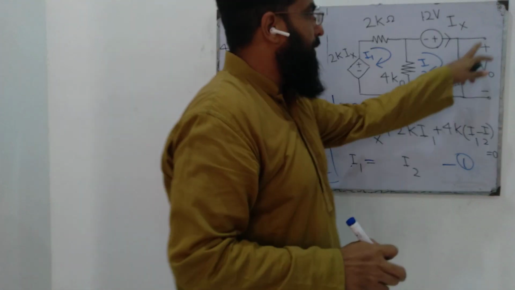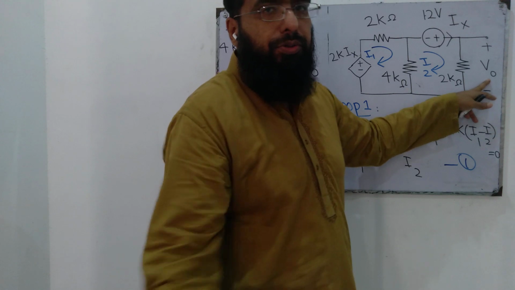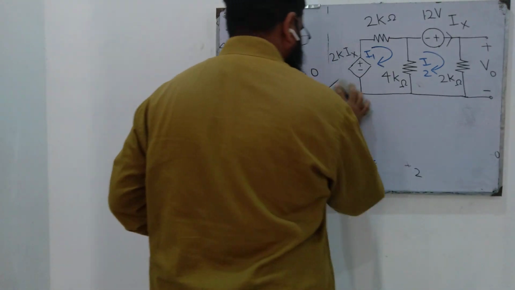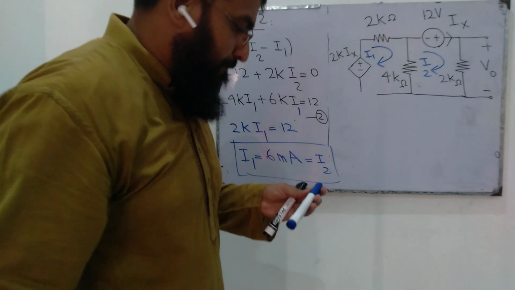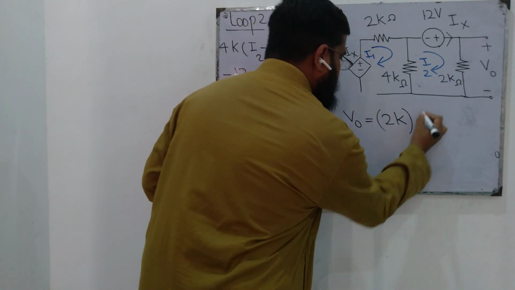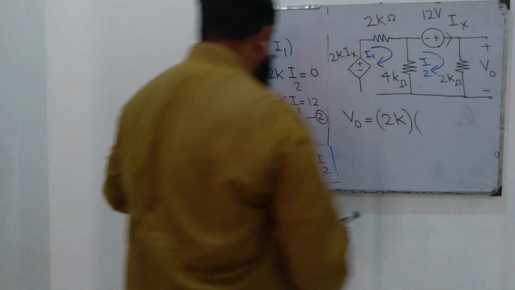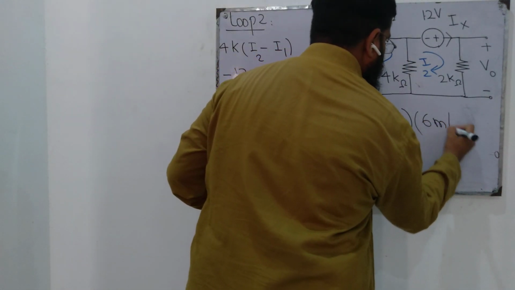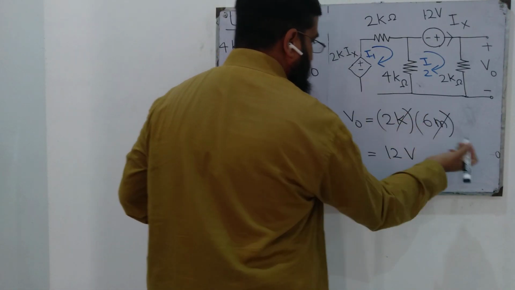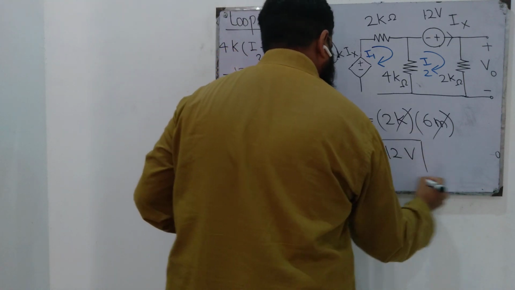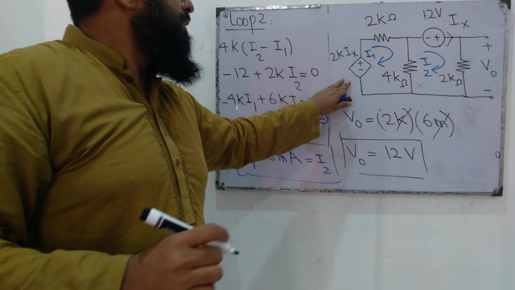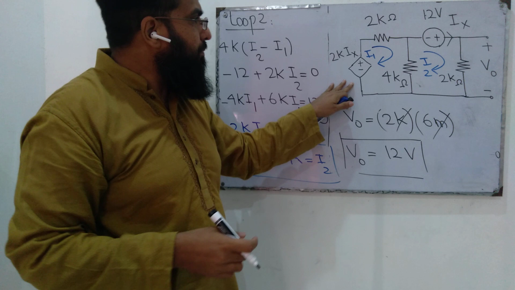Now we have to find the voltage drop across this 2 kilo ohm resistor. What's the voltage Vout? According to Ohm's law, this must be 2 kilo ohms times the current flowing through it, which is Ix or I2, 6 milliamperes. 2k times 6 milli, kilo cancels with milli, so Vout is 12 volts. That's how we have solved a circuit with a dependent voltage source using loop analysis.